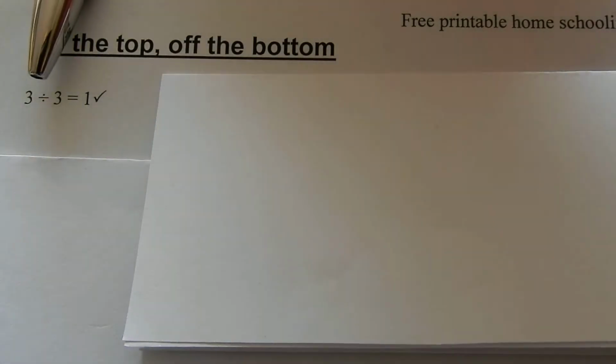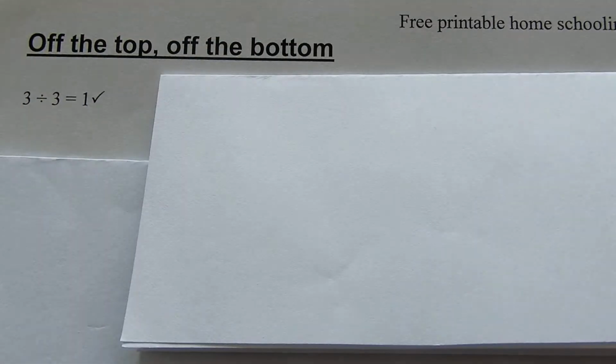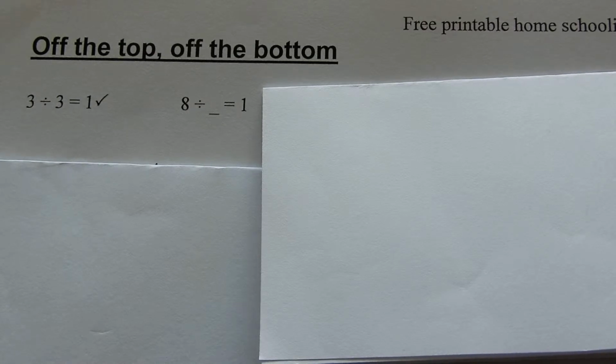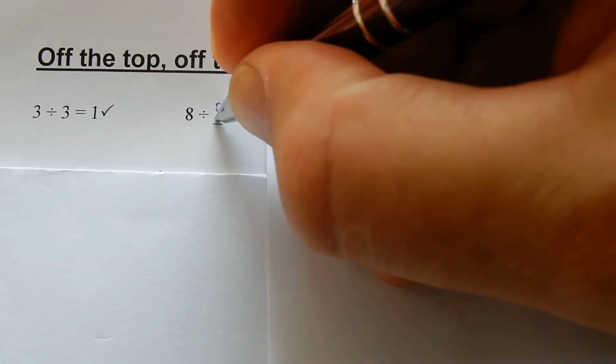This is called off the top, off the bottom. Now, starting off with 3 divided by 3. 3 apples divided by 3 people. It's 1 apple each. So the next one, building up slowly, 8 divided by something equals 1. If you've got 8 apples, you need 8 people if they're going to have 1 each. 8 divided by 8 equals 1.